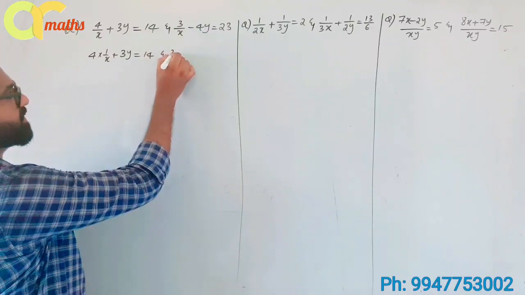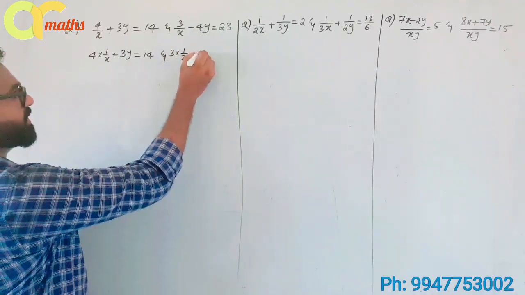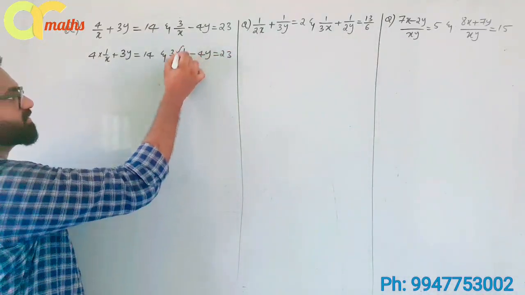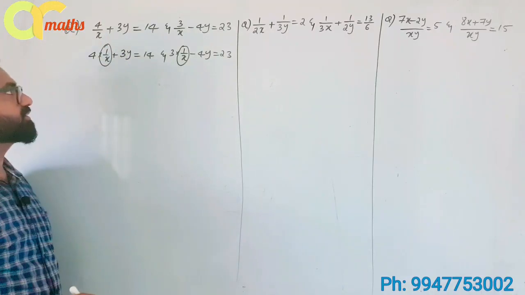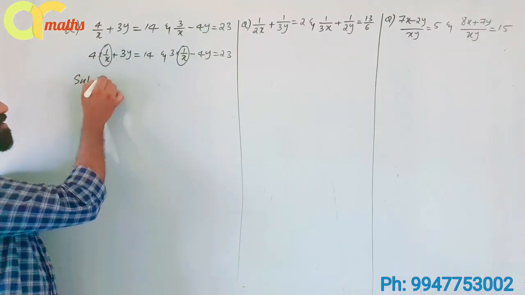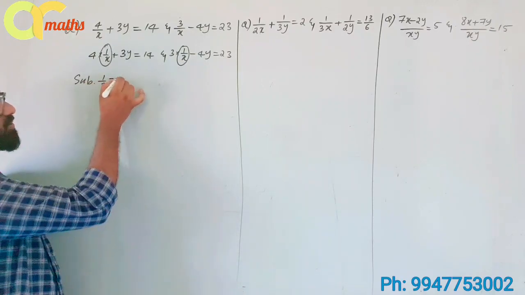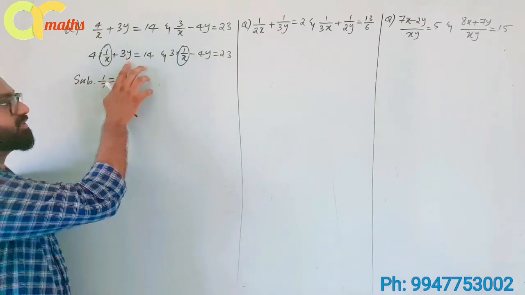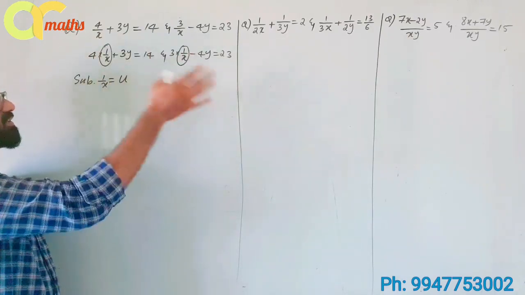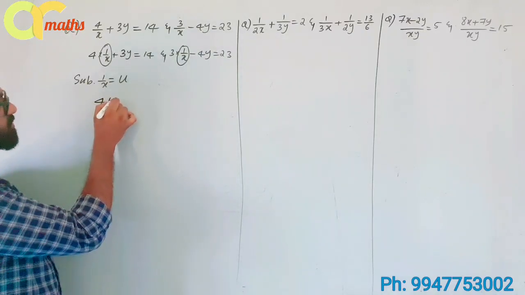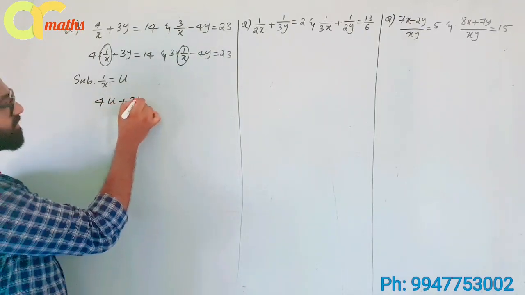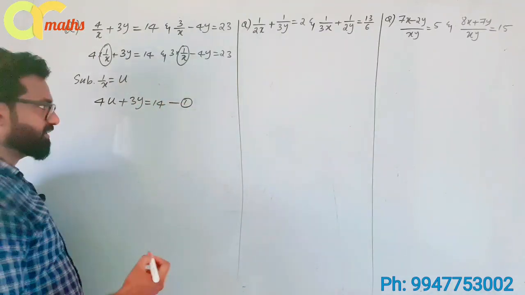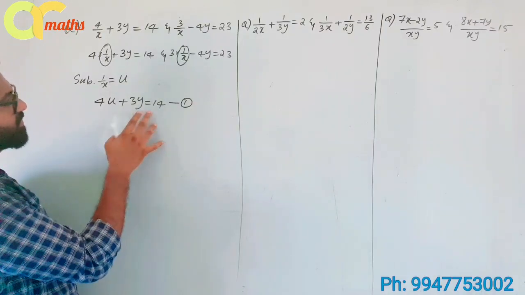Here, 4 by x means 4 into 1 by x, plus 3y equal to 14, and 3 by x means 3 into 1 by x, minus 4y equal to 23. Here 1 by x, here 1 by x. So substitute 1 by x equal to u, and here we could also substitute y equal to v. Ready? Then 4u plus 3y equal to 14. You got first equation. Or you can substitute y equal to v, no problem.